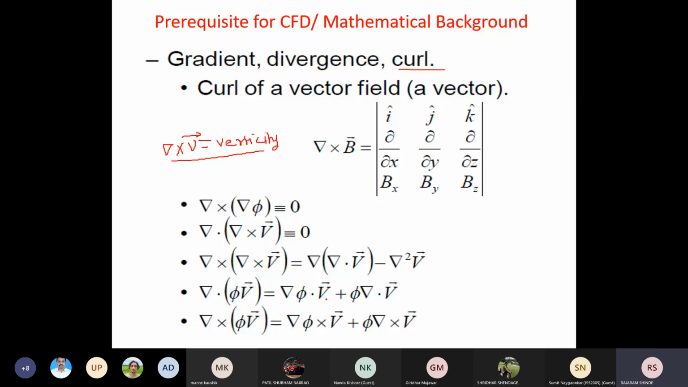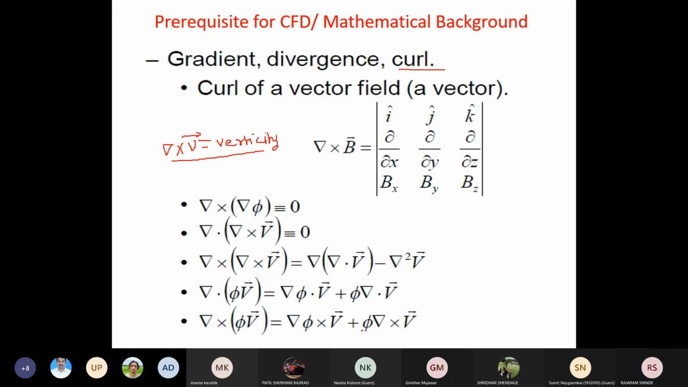Gradient of the scalar dot vector plus scalar multiplied by divergence of the vector. Okay. Now next one. Here this is curl of scalar multiplied by vector. It is gradient of the scalar cross vector.